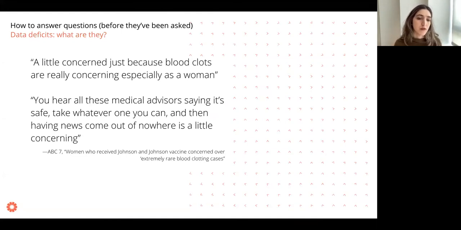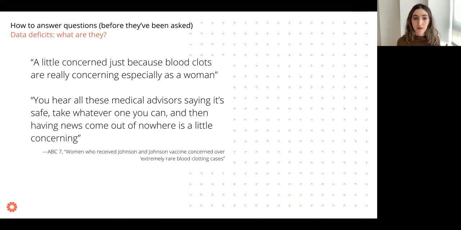Here's an example of an article from ABC7. The headline was, "Women who received Johnson & Johnson vaccine concerned over extremely rare blood clotting cases." And what was notable about this article is that most of the information at the top of the article and the quotes that were being given were quotes just from women who were concerned. In other words, the quotes weren't from medical experts. They weren't from people who were explaining why the vaccine was halted. It focused on that man-on-the-street, regular person and their perspective, which can be very valuable, of course, in an article.